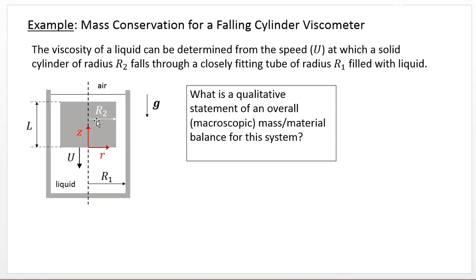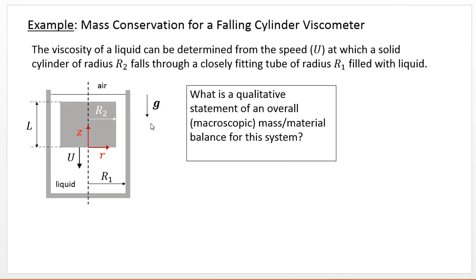The cylinder that moves downward has radius r2. The tube itself has radius r1, which is obviously larger than r2. The cylinder has length L. It's some distance, let's say h, above the bottom, and moves downward at velocity u. We're assuming it's constant velocity for the time period of consideration. We have the coordinate system shown here, z directed upward, r directed radially outward from the center line. This is filled with liquid. Above the liquid is air, and gravity acts downward.